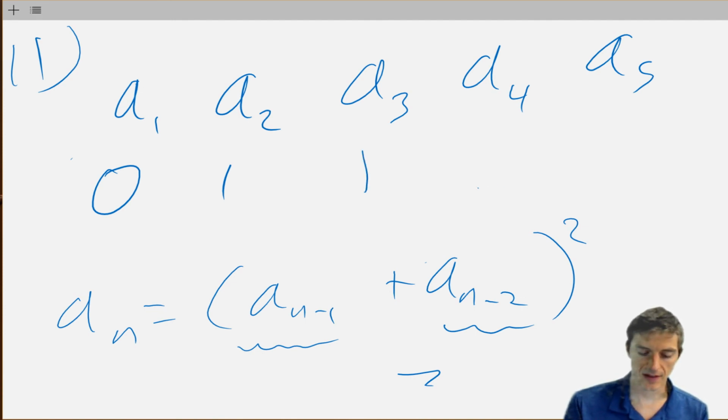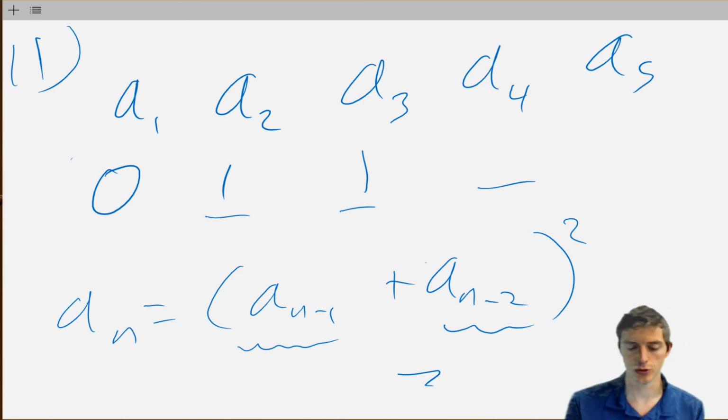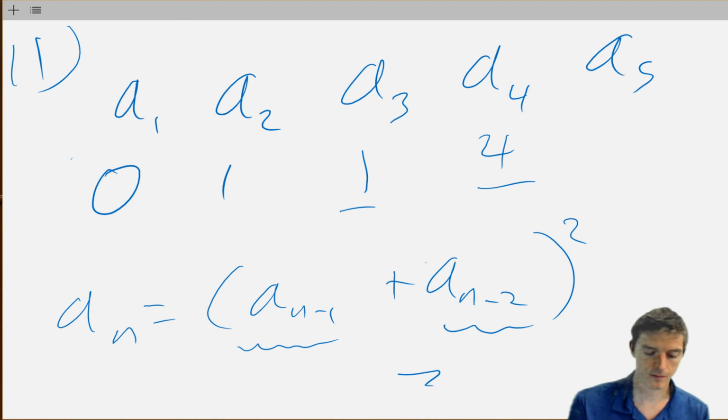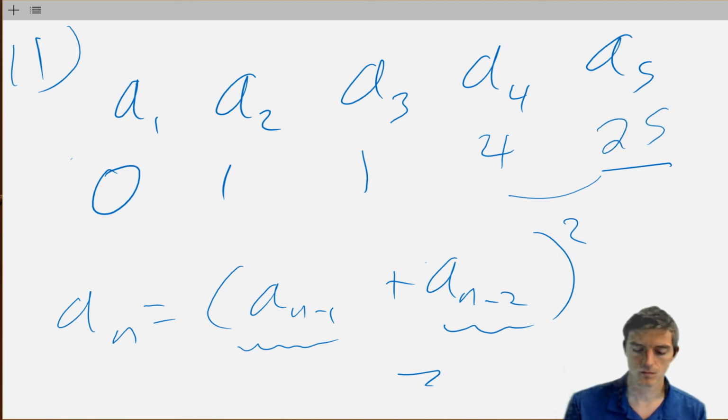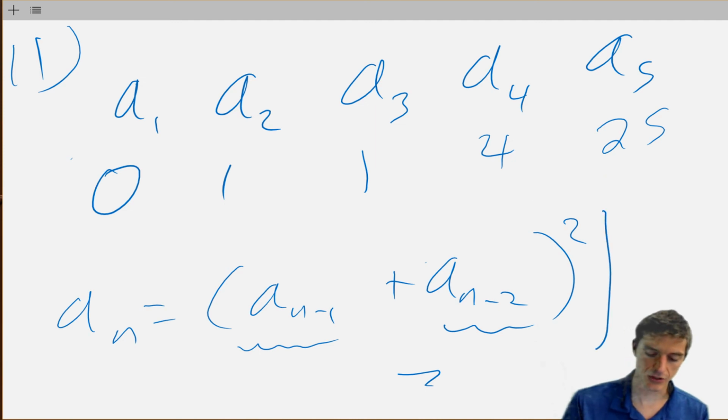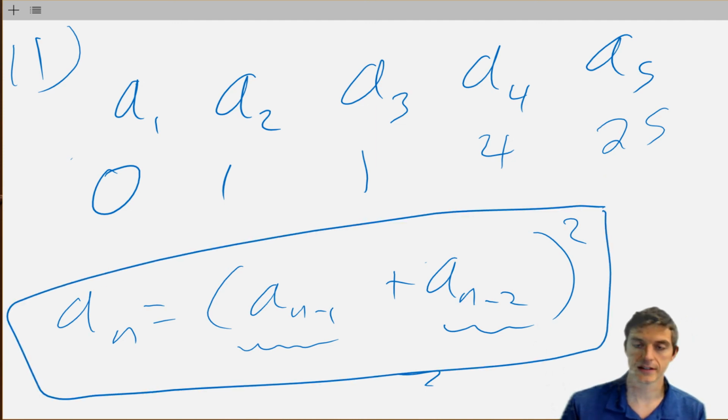Okay? To find this term, I take the term before it and the term before that, add them together, 2 squared is 4. So to find this term, I take the 2 terms before it, 1 plus 4 is 5, 5 squared is 25. So this establishes the rule to find all the next values. Okay, so we're done with that packet.